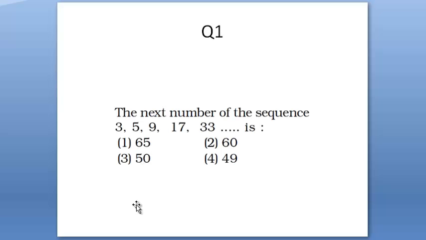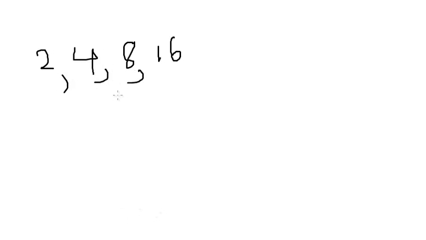So if we just write that down, it was 3, 5, 9, and 17. So we have our sequence of difference. The sequence of the numbers in between would be 2, 4, 8, 16. So 2, 4, 8, 16, and if you can see, there's a pattern here.